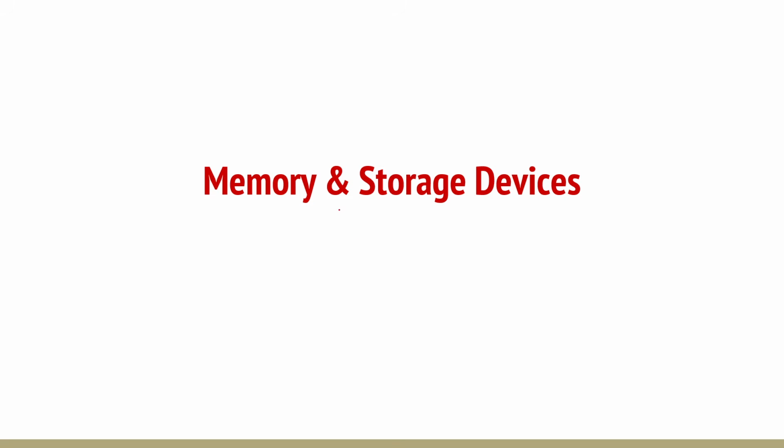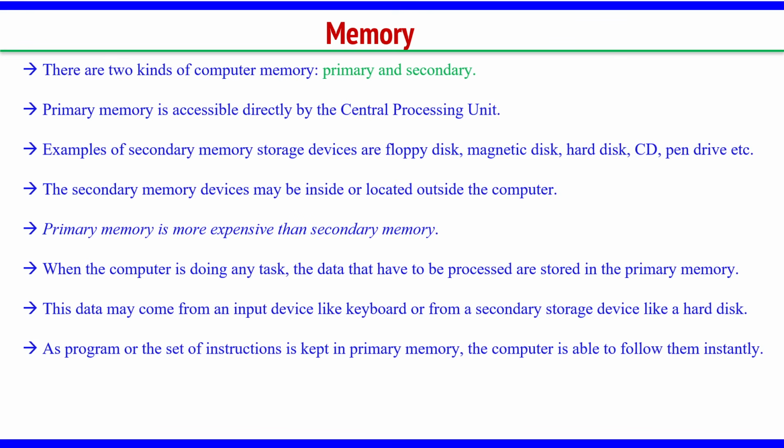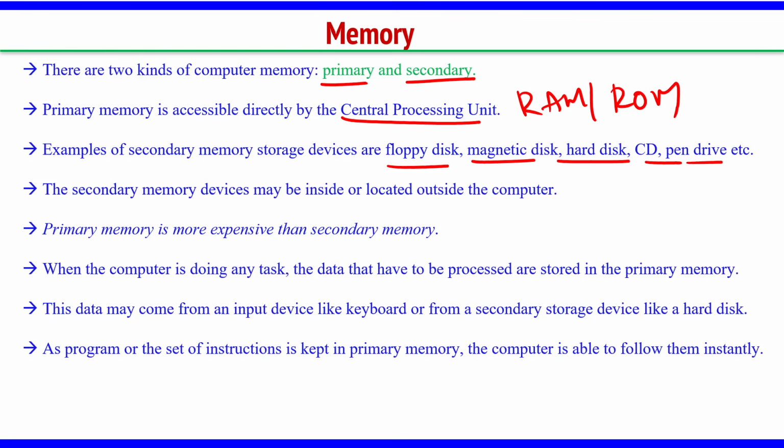Now the final concept in the computer hardware part is memory and storage devices. There are two kinds of computer memory, primary and secondary. Primary memory is accessible directly by the CPU, something like RAM and ROM. Secondary memory storage devices are such as floppy disk, magnetic disk, hard disk, CD, pen drive. Everything is secondary memory storage. Secondary memory devices may be inside or outside the computer.